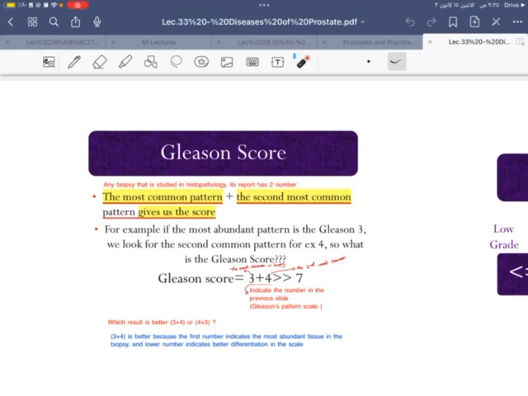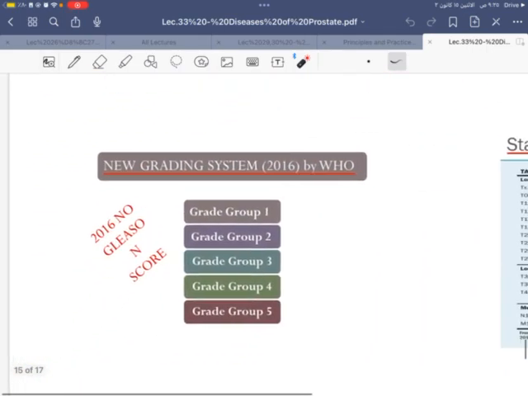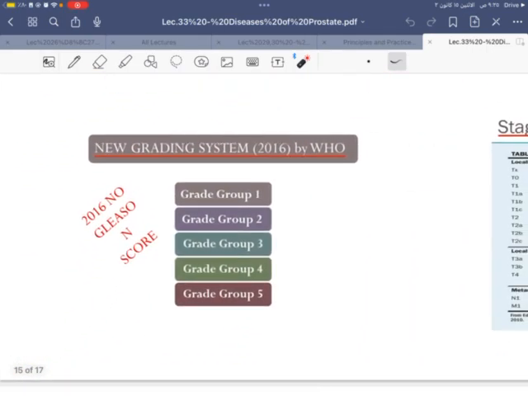Low grade, the patient has a Gleason score of 6 and less, 7 is intermediate, and 8 to 10 is high grade. We have a new grading system by the WHO in 2016 that classified prostate cancer into grade groups. Group 1: Gleason score 6. Group 2: 7, 3+4. Group 3: 4+3, 7. Group 4: 4+4, 8. Group 5 will be 9 and 10, okay, 4+5, 5+5.